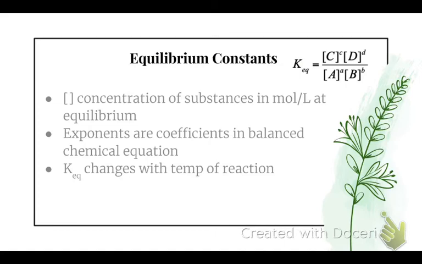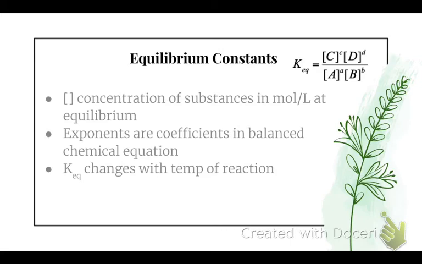Now a couple things worth mentioning, and I mentioned them before. The brackets just mean that it stands for concentration, and concentrations are always in moles per liter at equilibrium. Exponents are the coefficients. I already mentioned that, so you have to make sure that your chemical equations are balanced correctly. And something really important, this last one, the KEQ changes with the temperature of the reaction. So anytime you write a K value, you're going to say at a specific temperature.